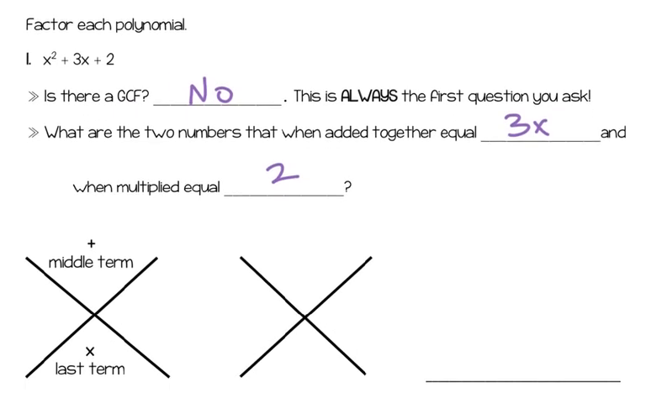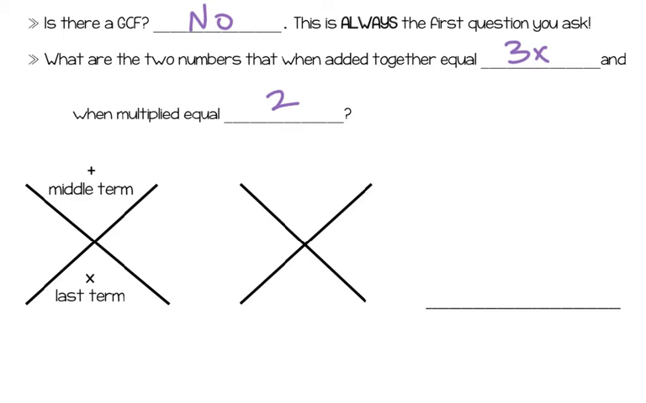Okay, so what I'm going to do is create this big X. And again, it's just a strategy to help me organize my thinking. So I have this big X, and I'm going to put my middle term right there, and I've got a little plus sign indicating that we're going to add to get that middle term. And then I'm going to put my last term down here, and I've got an X to indicate that we're multiplying to get that term.